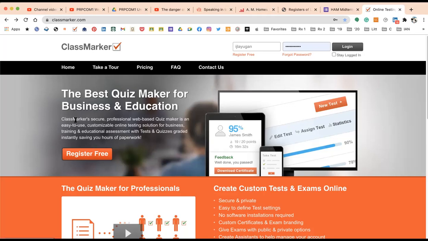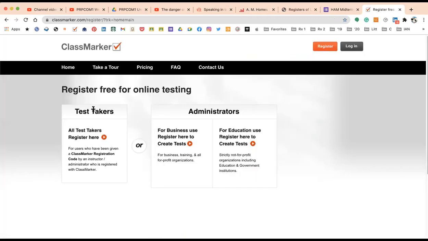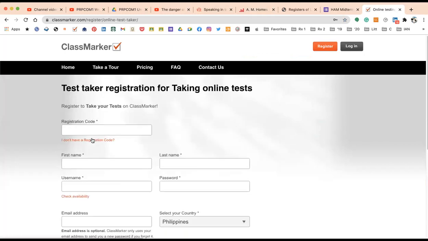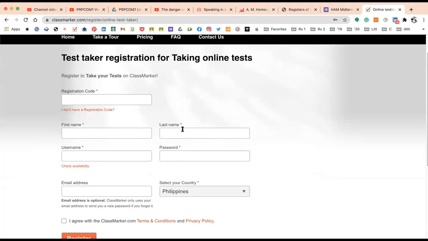You go to ClassMarker, click register free. When you click that, go to test takers. Do not take the administrator. So go to test takers. Now put the code that I ask you to put. Please copy and paste, it is much better, because sometimes a letter O can look like a zero, and a zero can look like a letter O, so copy and paste is better.